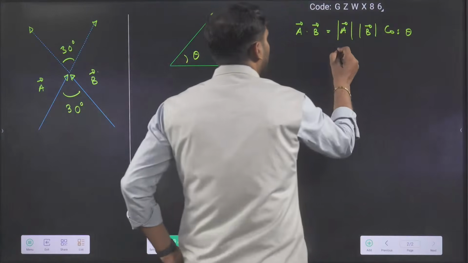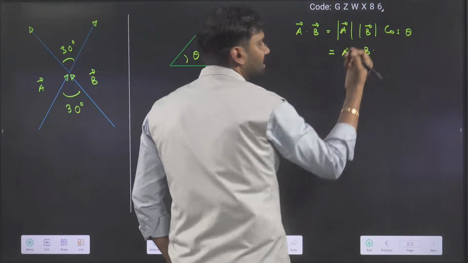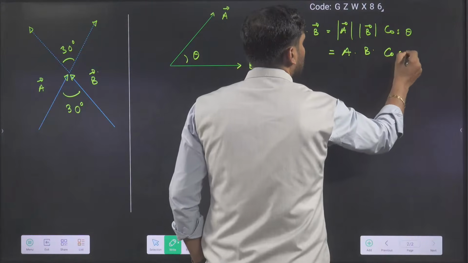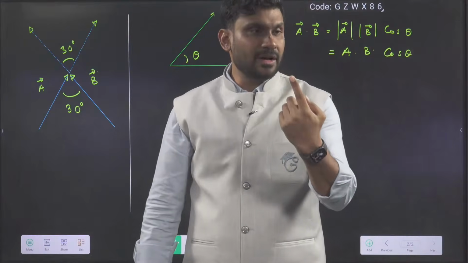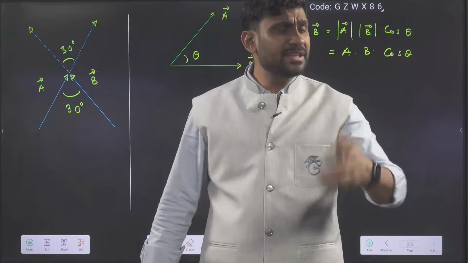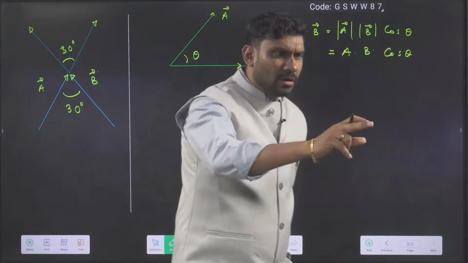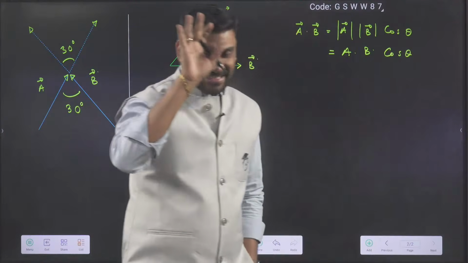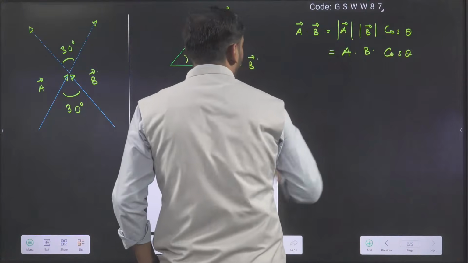So magnitude of A means what? Scalar A. Magnitude of B means what? Scalar B into cos theta. Acha, cos theta gives us a number. Cos 0 degree is 1, cos 90 degree is 0, cos 30 degree is root 3 by 2. This gives a number. These all give you a number. There is a proper reason behind it.